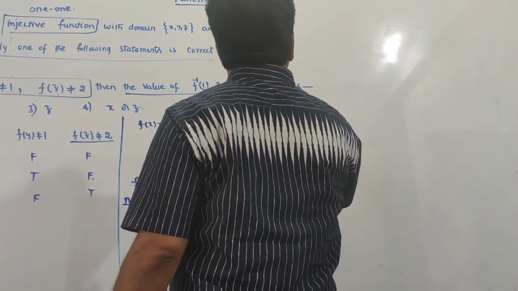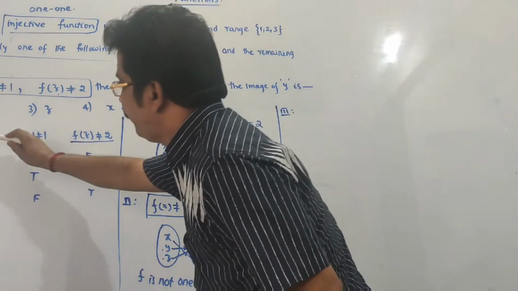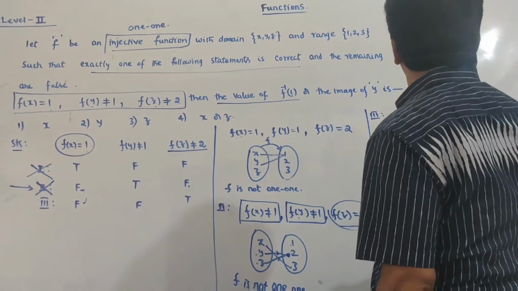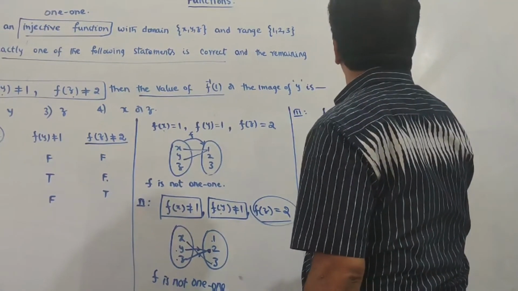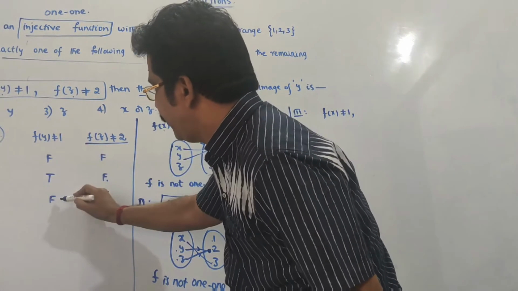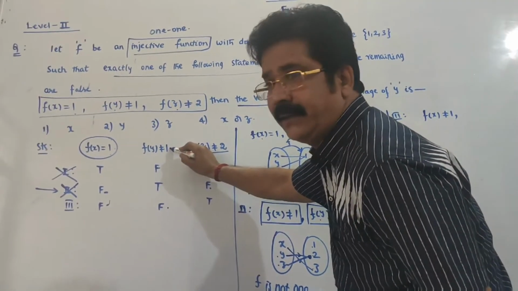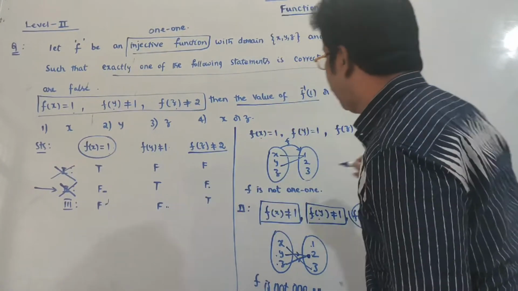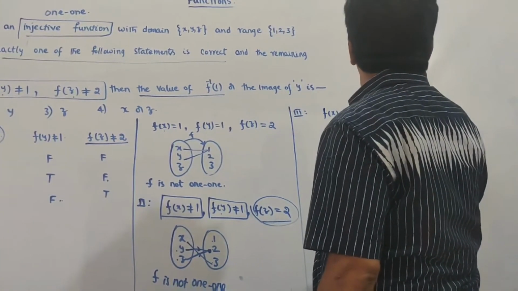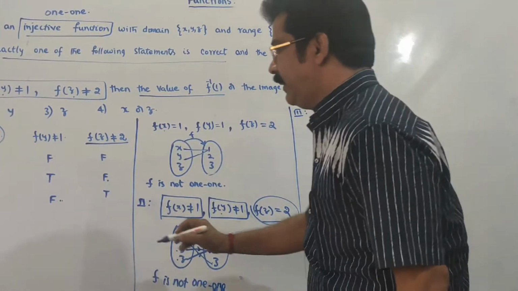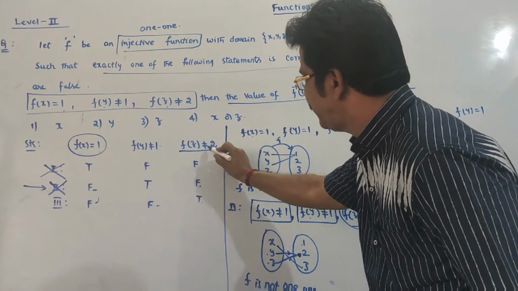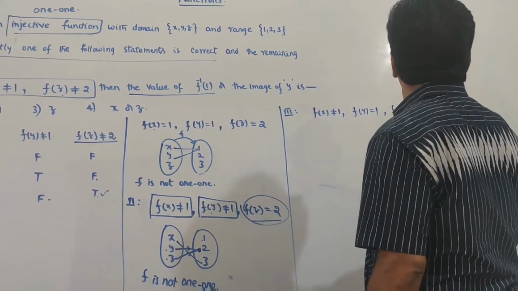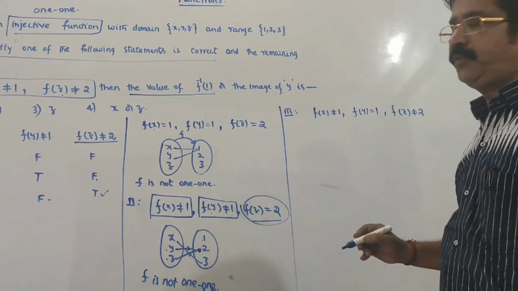Case 3. f of x is equal to 1 is the first statement, which is false. Which one is correct then? f of x not equal to 1 is correct. Next, f of y not equal to 1 is a false statement. Means which one is the true statement? f of y is equal to 1 is the true statement. Next, f of z not equal to 2 is a true statement.